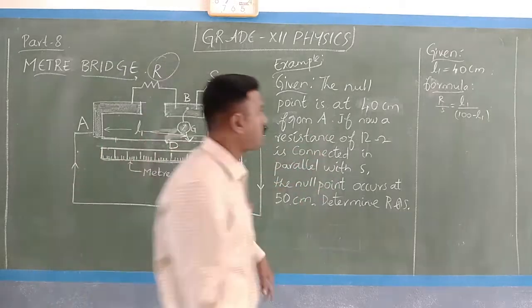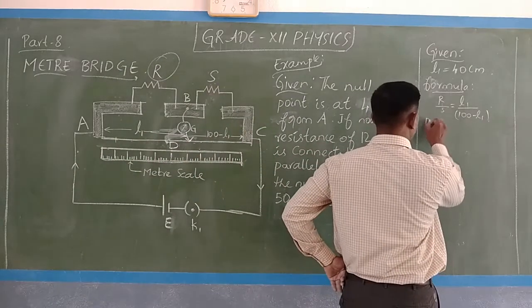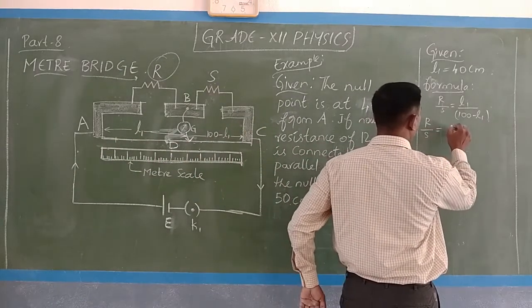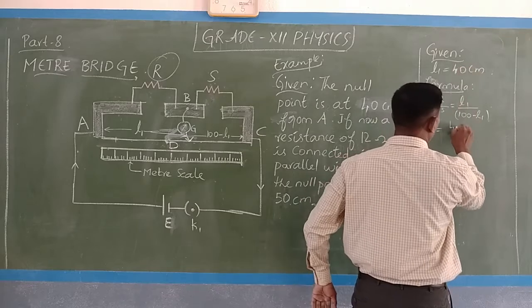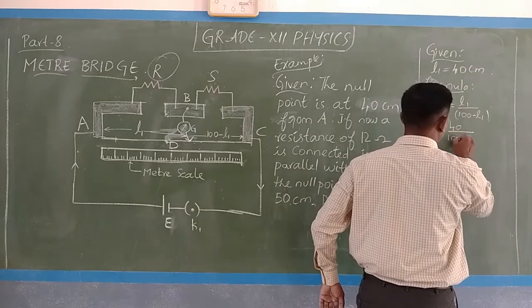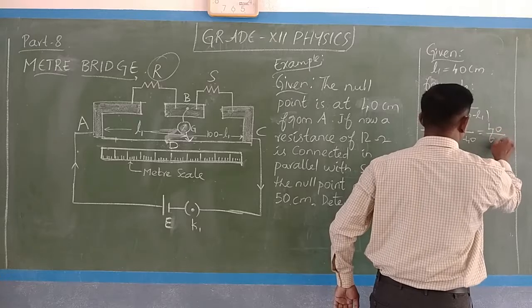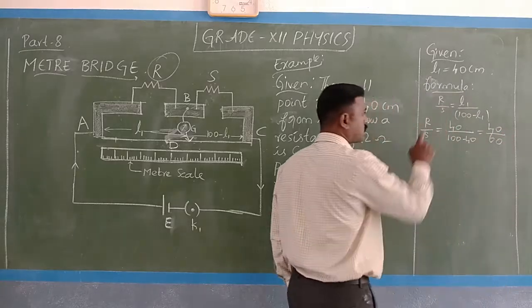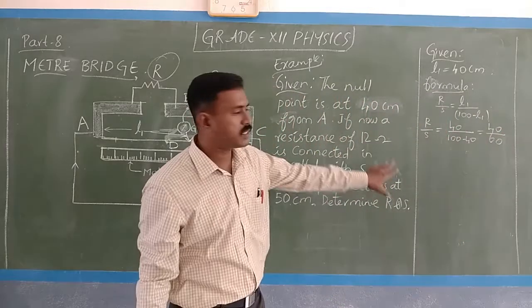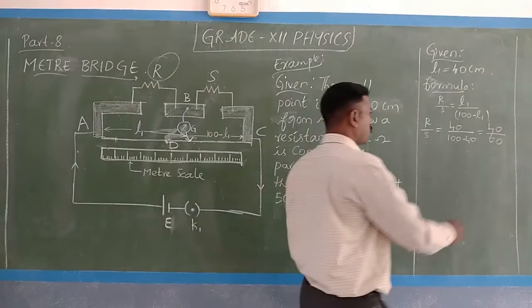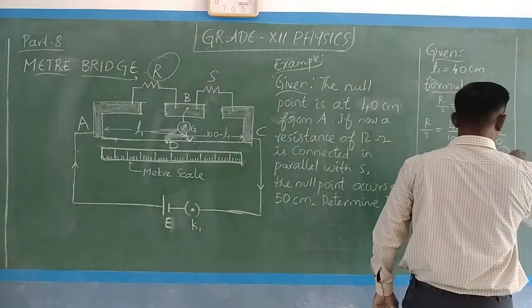I will substitute the value. R by S is now, what is L1? That is 40 by 100 minus 40. That is 40 by 60. So this is the first equation. R by S equal to 40 by 60. So I will name this first one.